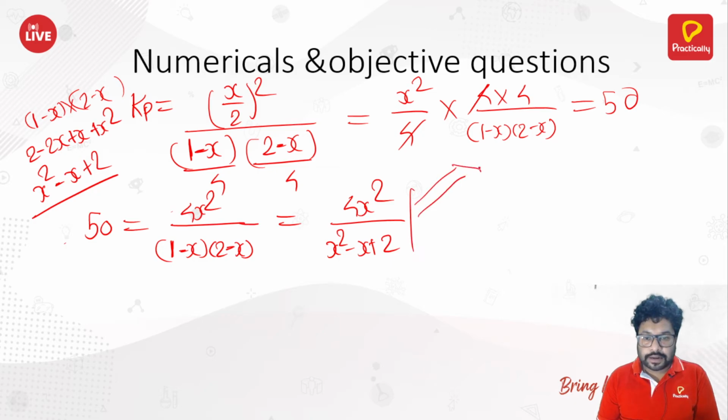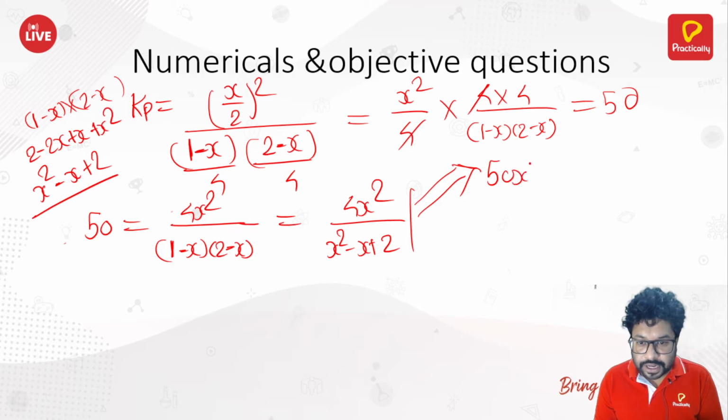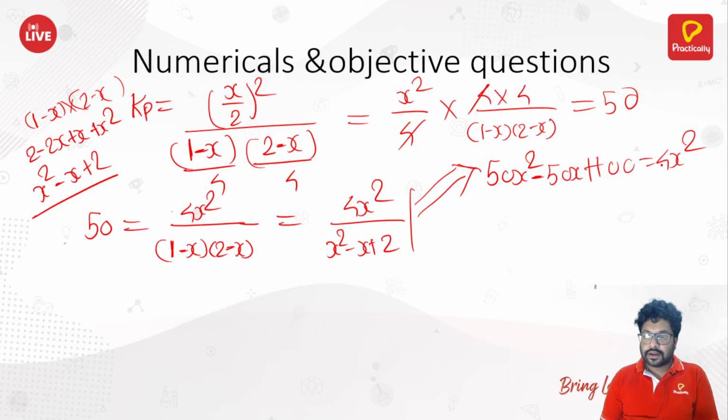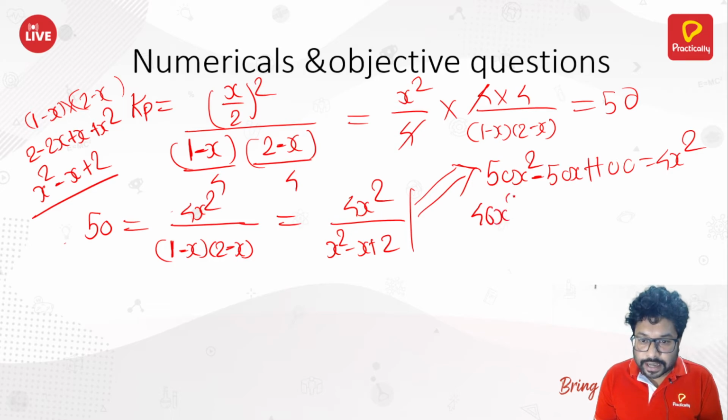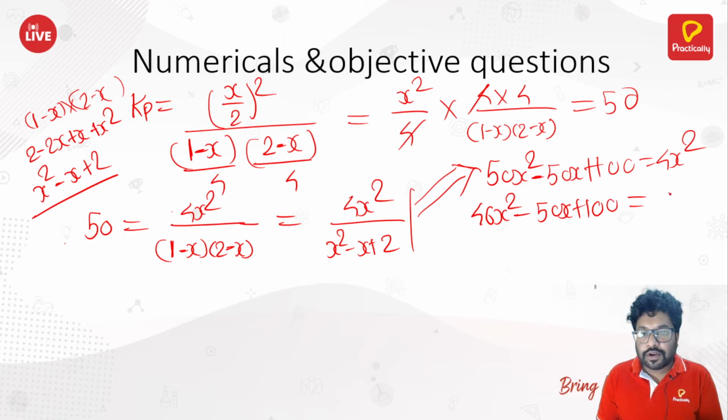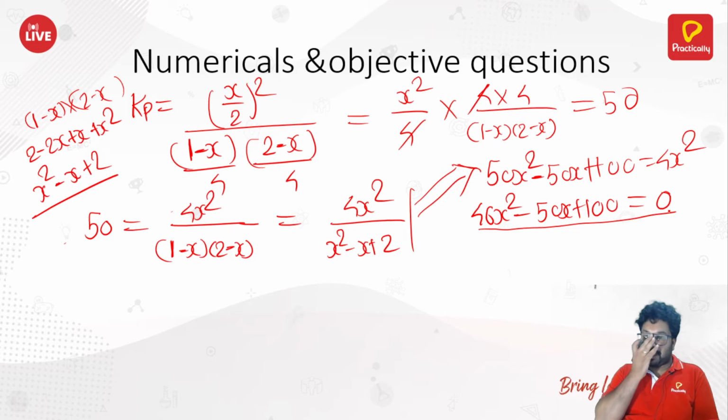So on cross multiplication, what do we get? 50 multiplying by this, you get 50x square minus 50x plus 50 into 2, 100, is equal to 4x square. Sending 4x square to that side, 50x square minus 4x square, what do we get? 46x square minus 50x plus 100 is equal to 0. Now you need to solve this to get the roots of x, right? How can we get the roots of x?